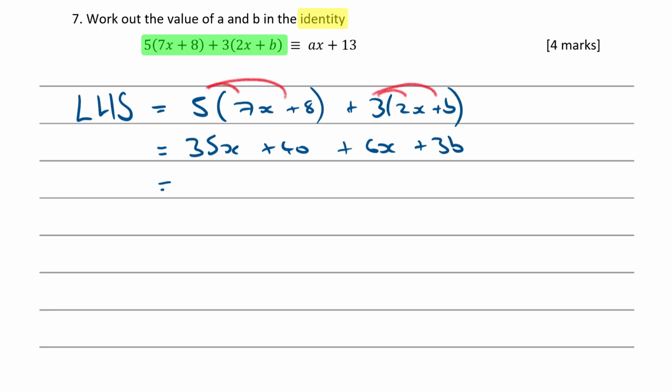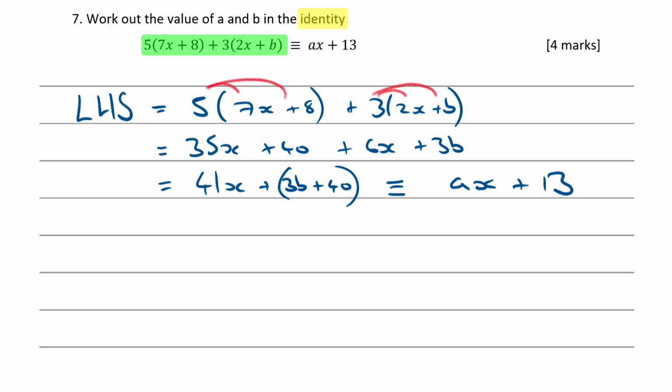Okay, so I've got some like terms here. I've got 2 terms in x, 35x and 6x. So let's bring that together and make 41x. And I've got 3b plus 40. Now that's all part of my constant, isn't it? So I've got 41x plus my 3b plus 40. Okay, now we know that that is equal to ax plus 13. And now we're in a position where I can more directly compare them.